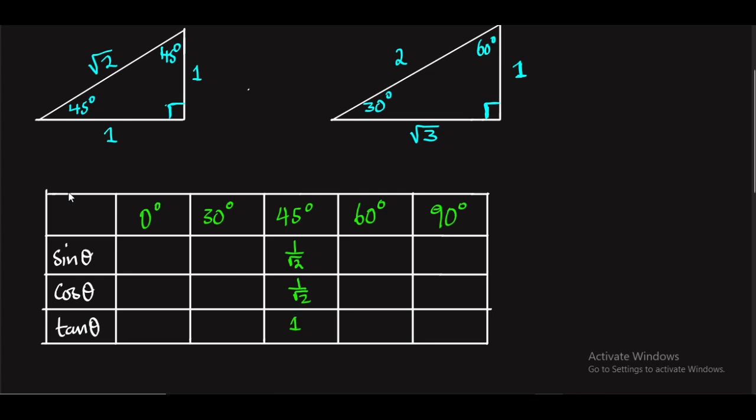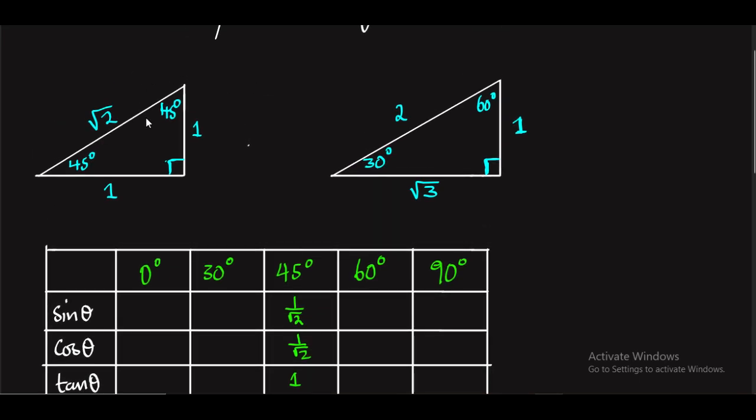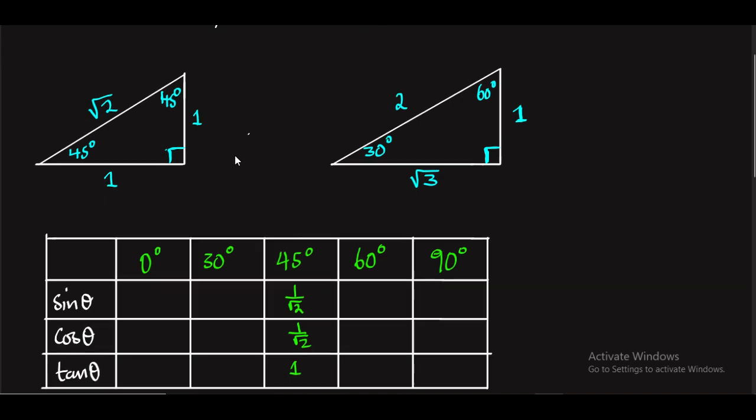Even if you look at it from this other side of 45 degrees, the same thing applies. Opposite over hypotenuse, that would be sine, is 1 over root 2. Cos would be adjacent over hypotenuse, still 1 over root 2. And tan as well would be opposite over adjacent, which is 1 over 1.